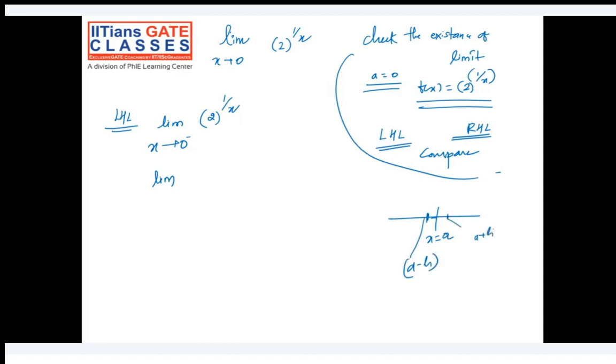So rather than saying limit x tends to 0, 2 raised to the power 1 by x, we can also write limit h tends to 0, f of a minus h. Okay, this is same again. Now a is 0 in this case, so limit h tends to 0, f of minus h, so limit h tends to 0, 2 raised to the power minus 1 upon h. Put the value h equal to 0, so it is 2 raised to the power minus infinity. So it is 1 upon 2 raised to the power infinity, which is 0. Why? Because 1 upon infinity is 0.